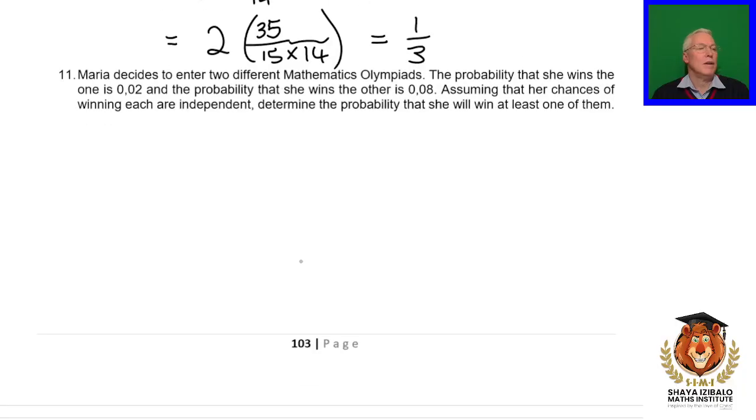Okay, next one. Maria decides to enter 2 different mathematics Olympiads. The probability that she wins the one is that, and the probability that she wins the other is that. Assume that her chances of winning each are independent. Determine the probability that she'll win at least one of them. All right, now, the probability that she'll win at least one of them is going to be 1 minus the probability that she wins neither of them.